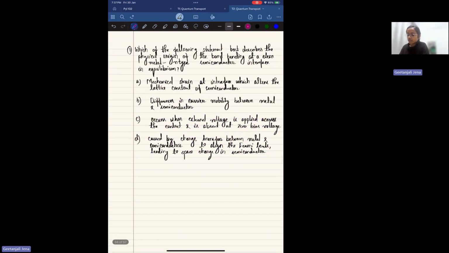Okay, so let us move to our next problem. It's a conceptual one. It says, which of these following statements best describes the physical origin of the band bending at a clean metal n-type semiconductor interface in equilibrium. Option A is that it is due to mechanical strain at the interface, which alters the lattice constant of the semiconductor, and B is that the difference in carrier mobility between the metal and semiconductor leads to band bending.